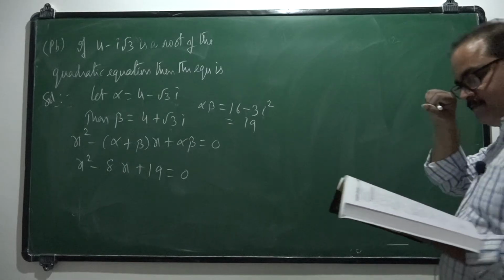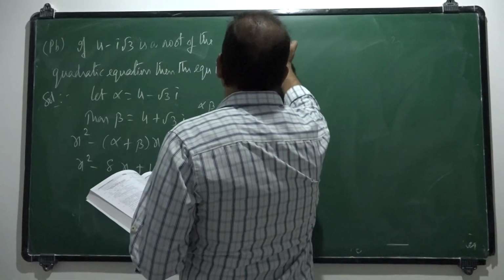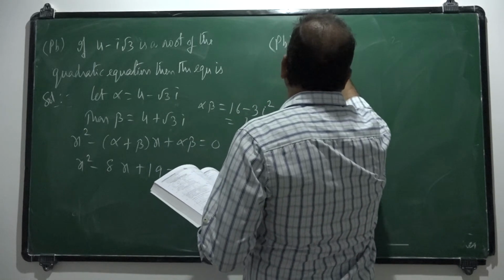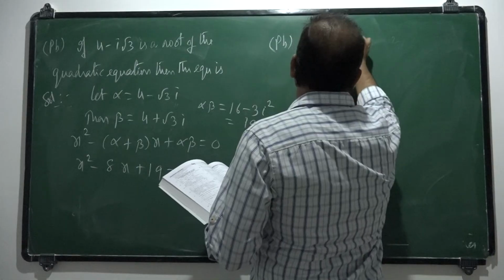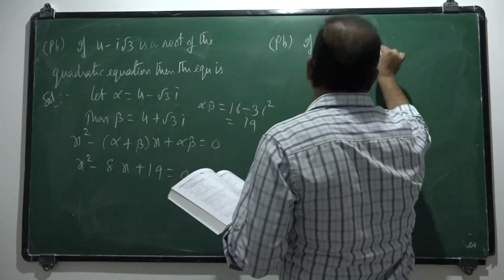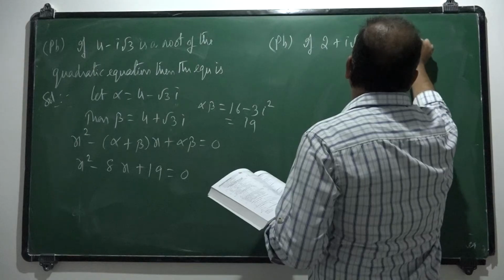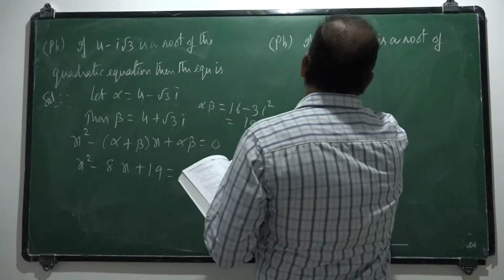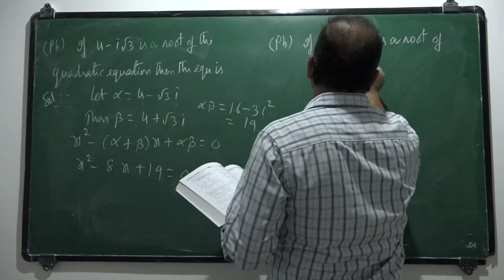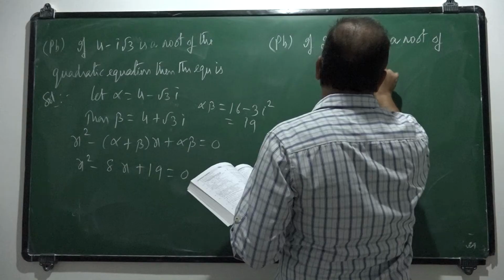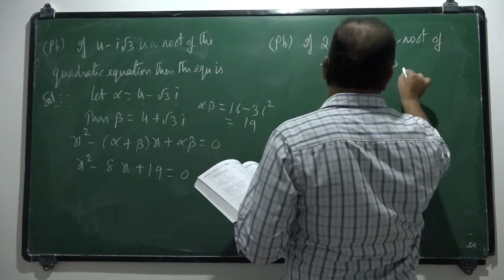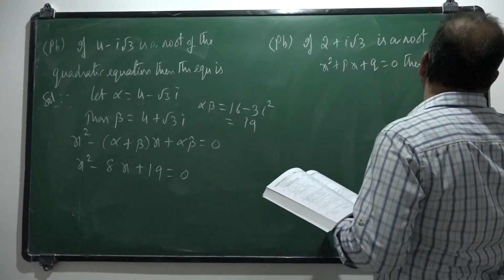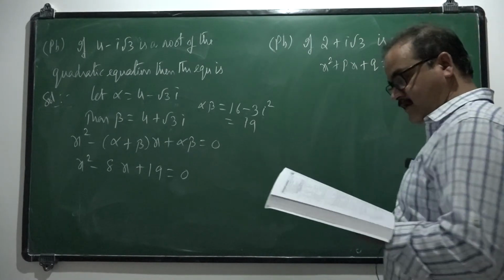Write the next problem. If 2 plus i root 3 is a root of x square plus px plus q is equal to 0, then p is equal to and q is equal to. Find the values of p and q.